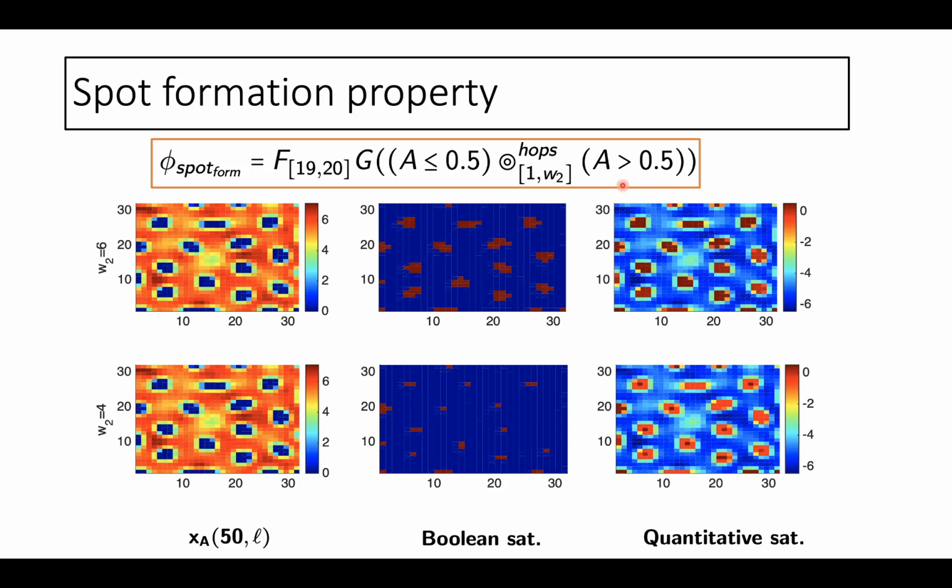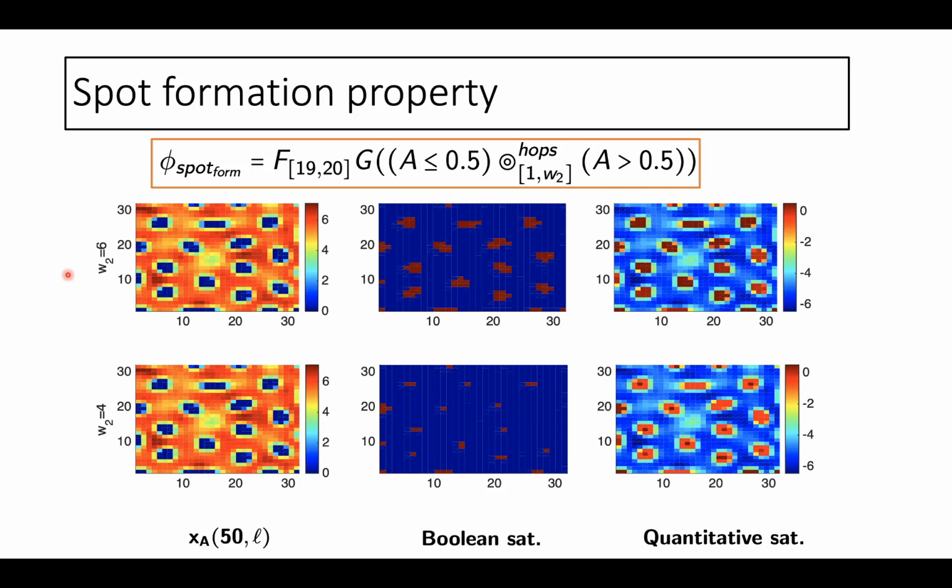Furthermore, all the locations of the first region should be at a distance less than W2 from the location where I'm checking the property, and all the locations of the second region should be at a distance between 1 and W2 from the location where I'm checking the property. If you remember, we say that we are checking the property in each location.